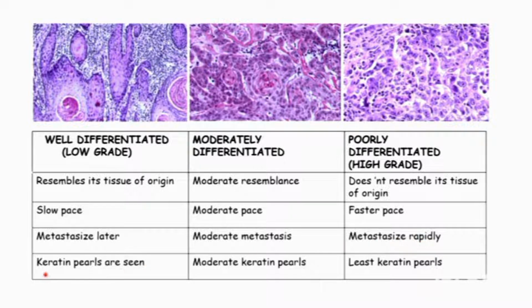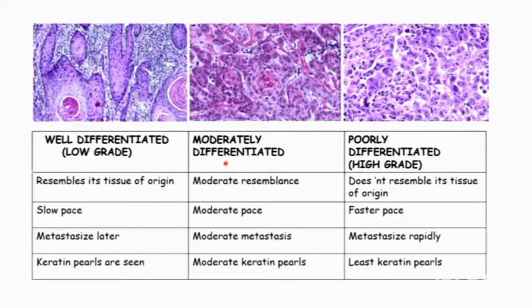Keratin pearls are seen in well differentiated squamous cell carcinoma, whereas the least keratin pearls are seen in poorly differentiated. Low grading is seen in well differentiated and high grading is seen in poorly differentiated. All the above mentioned features are moderate in moderately differentiated squamous cell carcinoma.